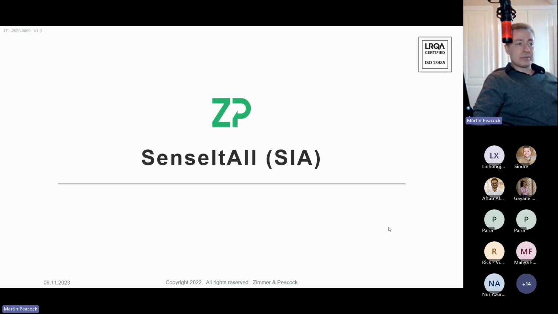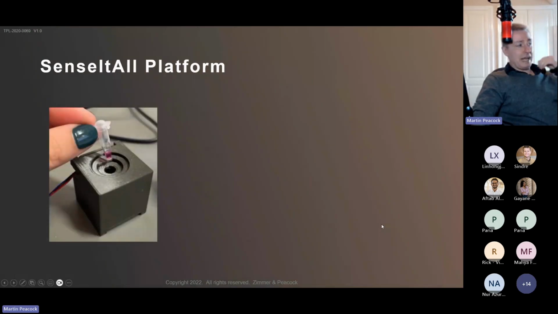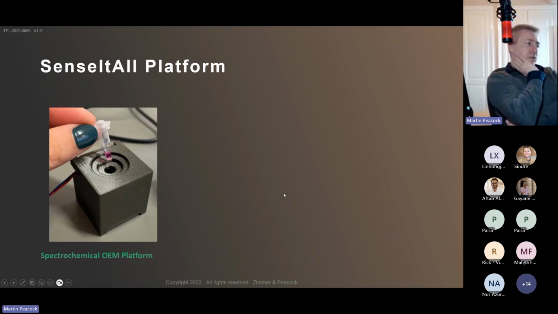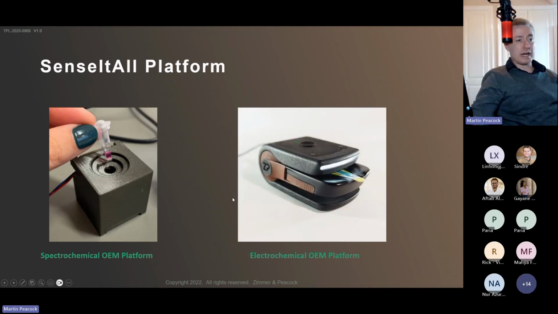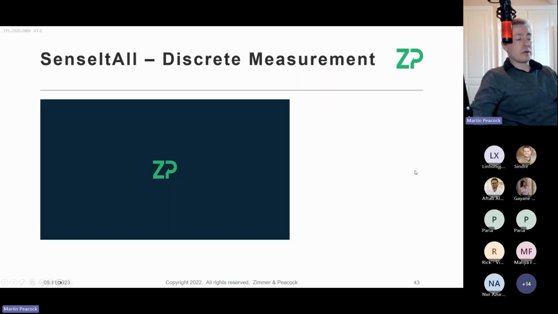Now I'm going to change gears slightly. All of this really helps us implement it into products. We have a platform called Sense It All. At ZP, I know we're synonymous with electrochemistry, but as Sindre said, we're expanding beyond just electrochemistry. We can bring all sorts of data into this, because in the end, most sensor data is a string of numbers versus, maybe, a time. So we are working with spectrochemical these days, and also electrochemical. This is our way of taking all this data science and lab work and turning it into minimally viable products quite quickly.